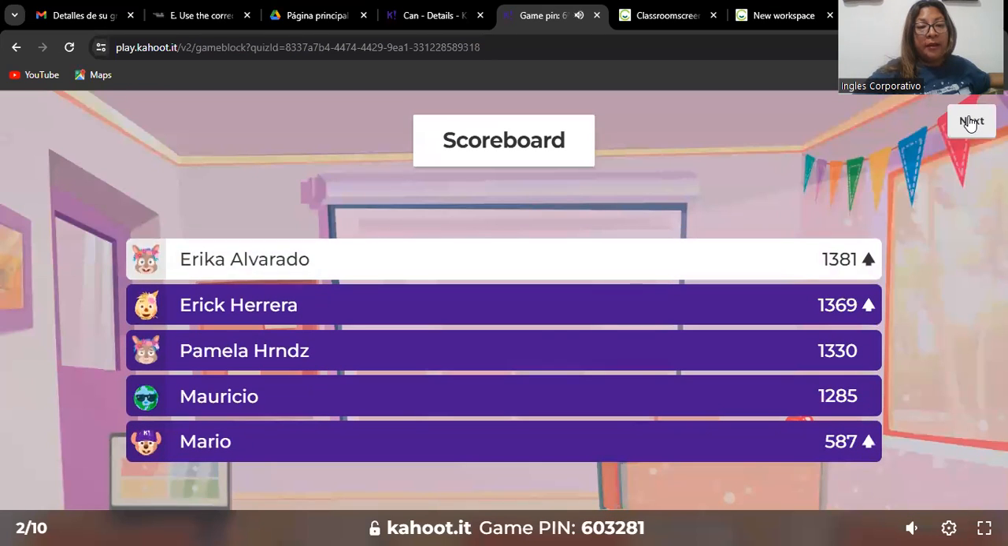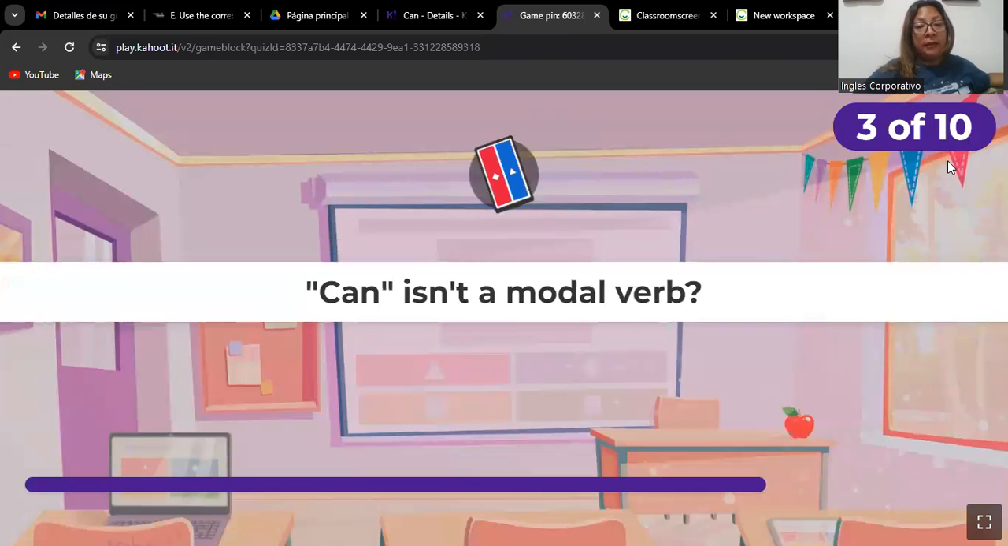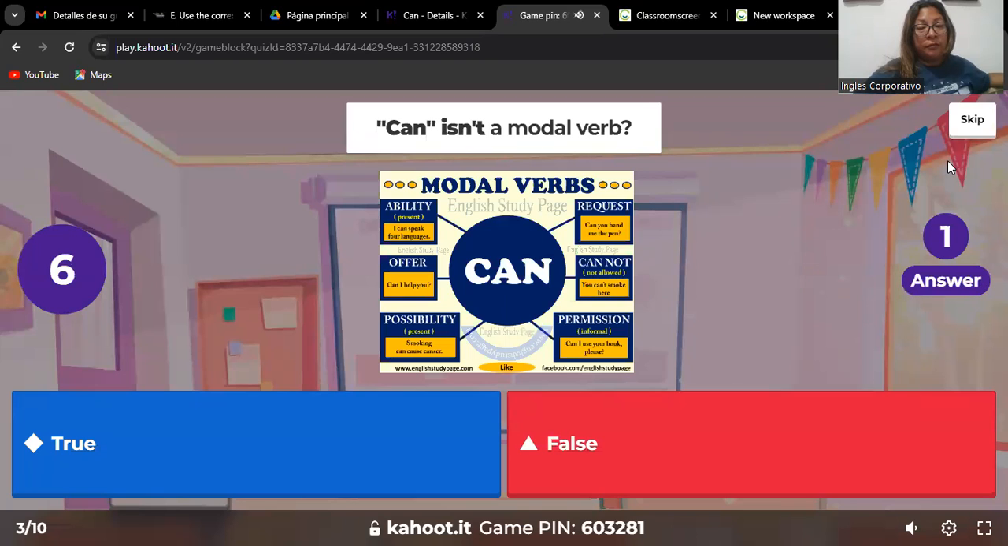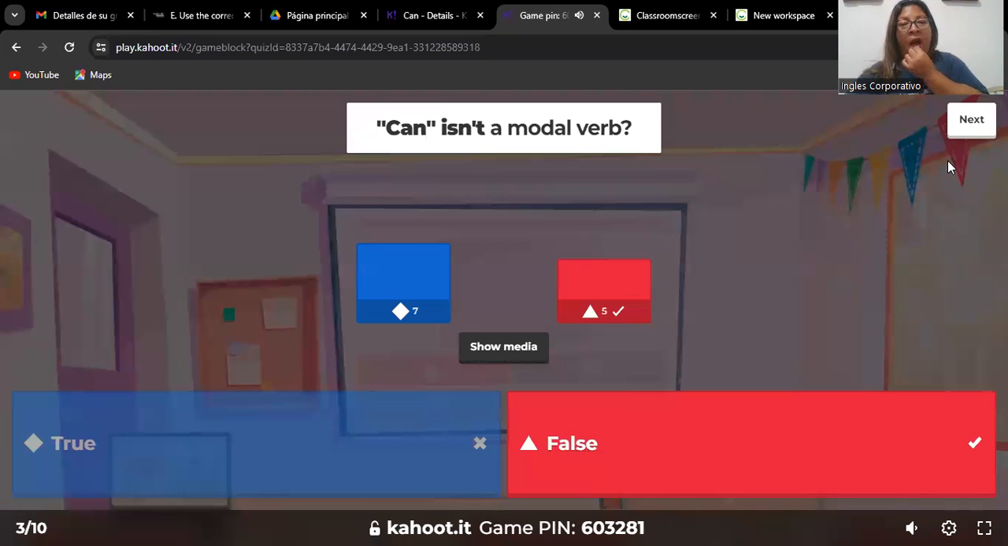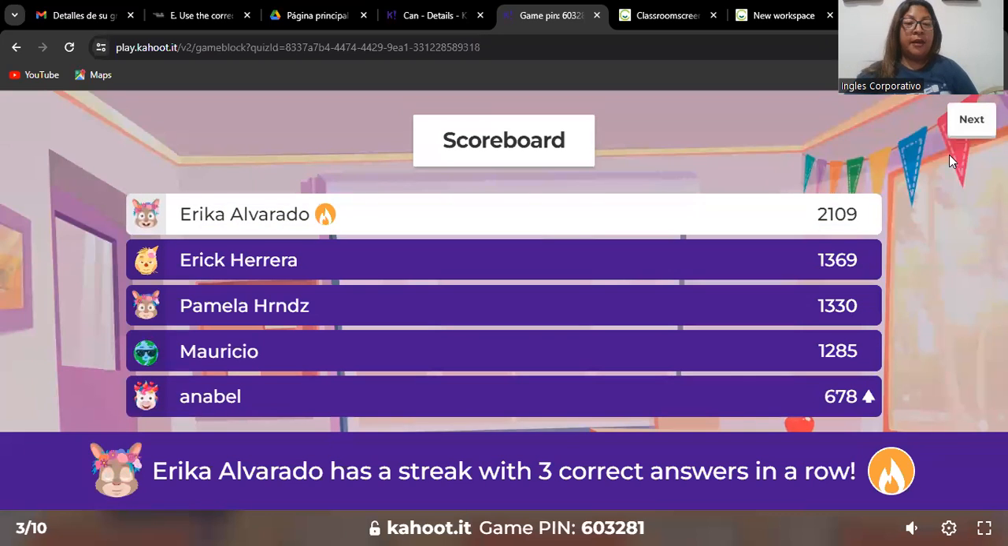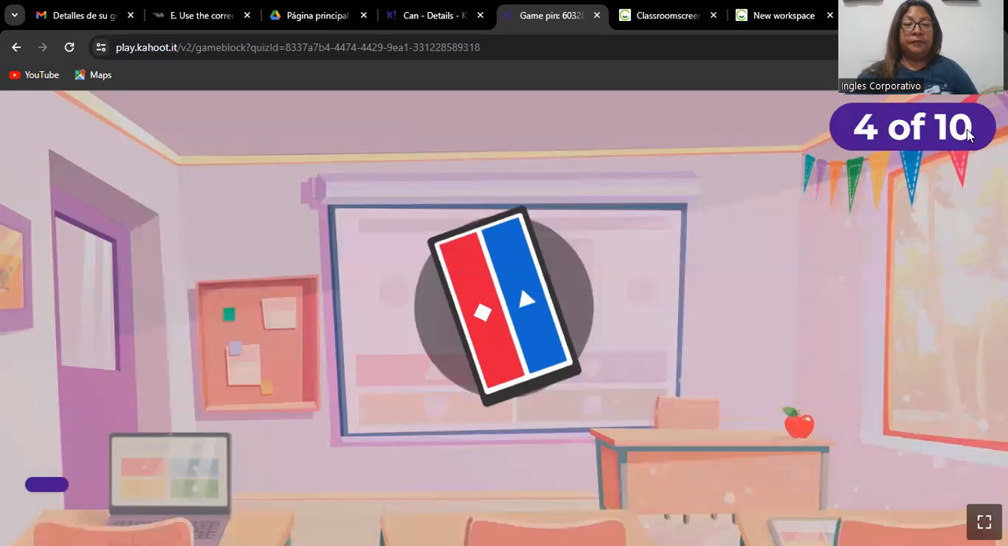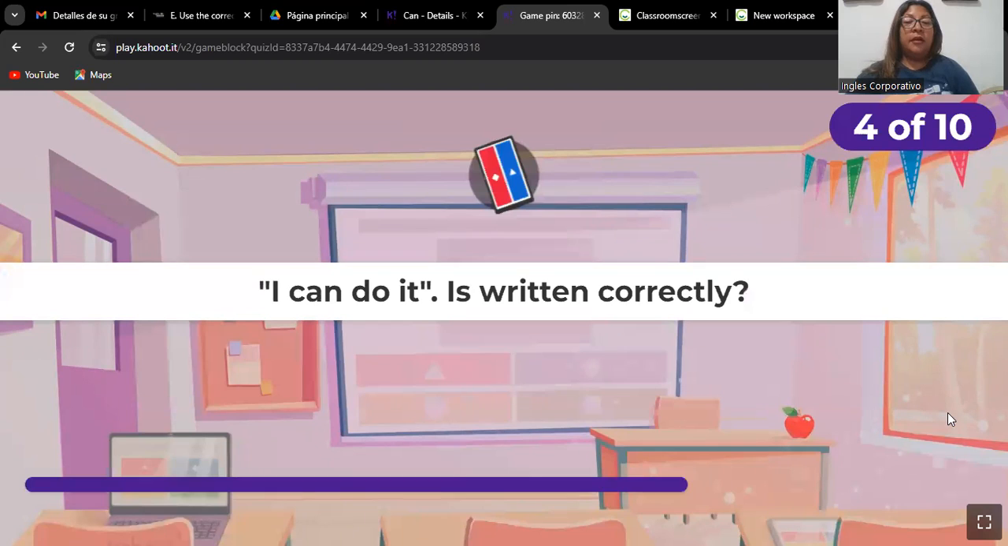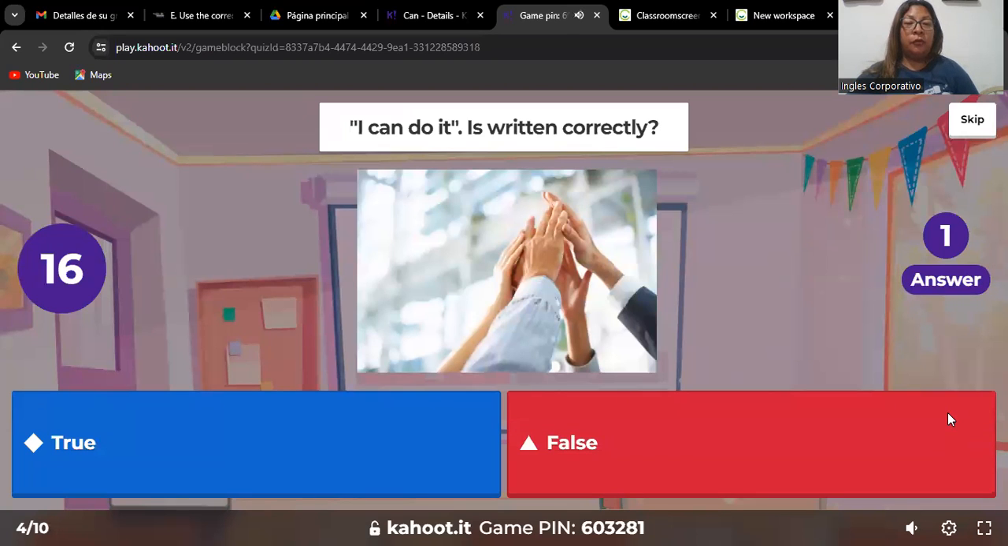Okay. Can isn't a modal verb, true or false? Ay, ¿qué pasó? ¿No es un modal verb? False. Ok, me dijeron que sí. Mire, dice isn't en negativo. Ok. I can do it is written correctly, true or false?